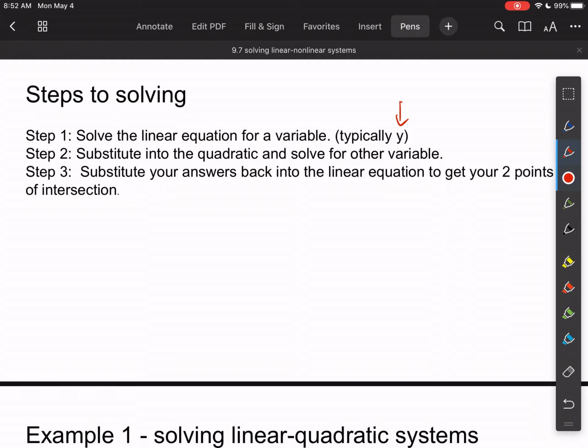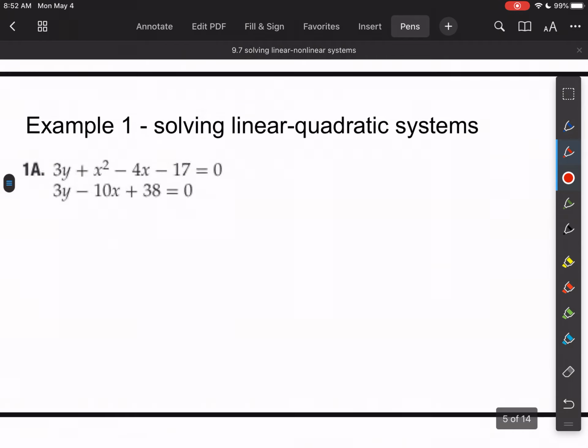Step 2, we substitute that into the other quadratic or conic equation to solve for the other variable. Then we substitute back to get our answers. And that is where the intersection happens on the graph. So let's get right into it.